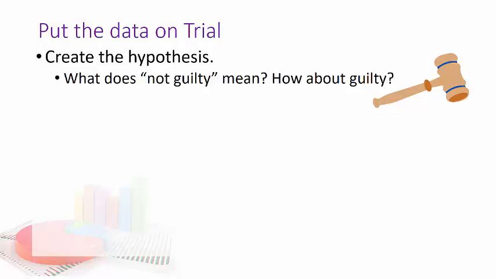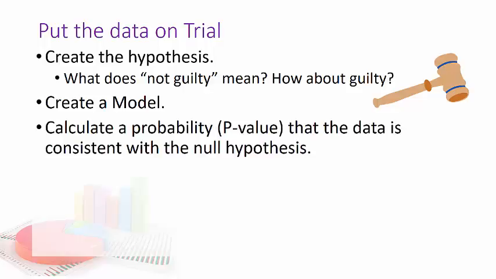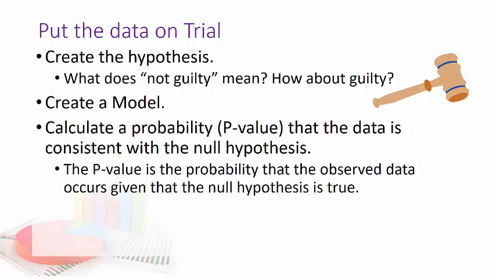The other thing we need to do to put the data on trial is to have some way to know what's likely and what's not likely. So we have to create a model for our data, and then we have to calculate a probability or p-value that the data is consistent with the null hypothesis. So the p-value is the probability that the observed data occurs given that the null hypothesis is true.